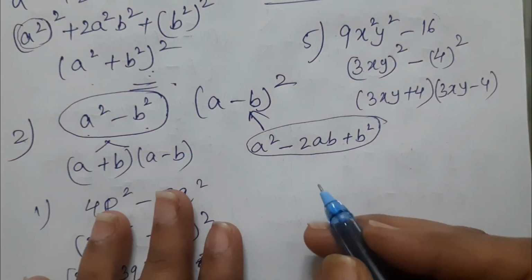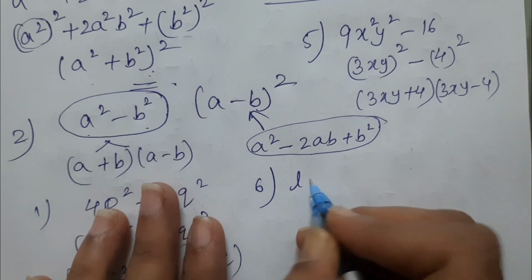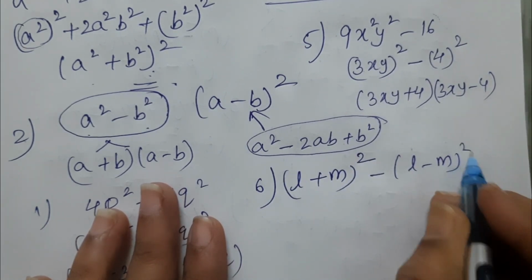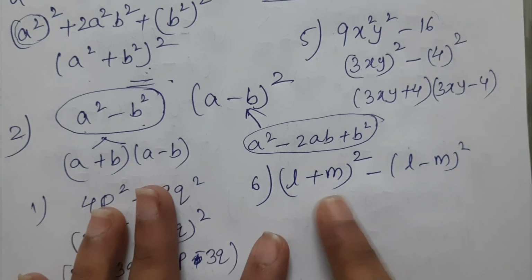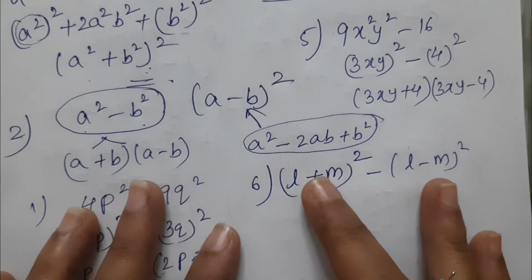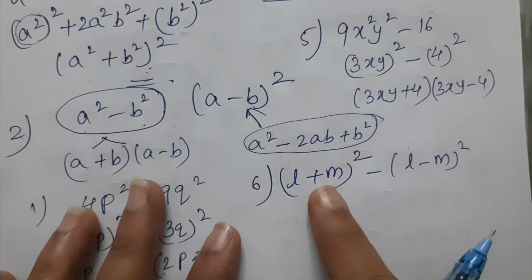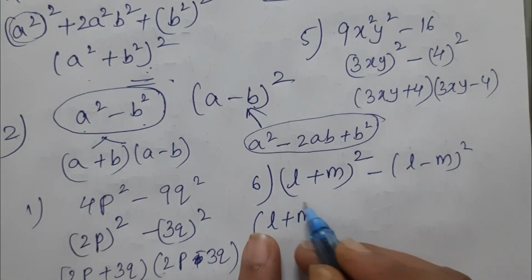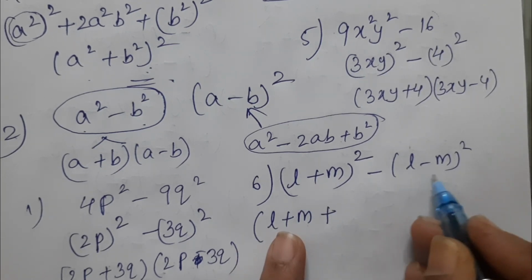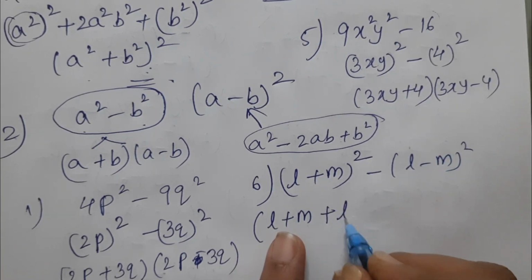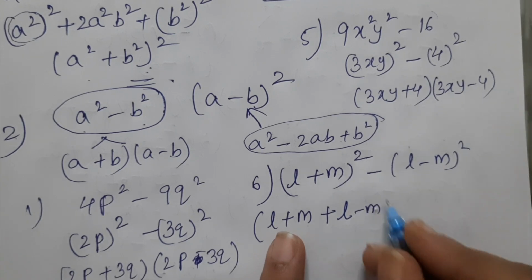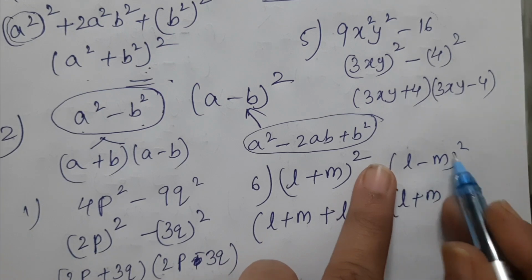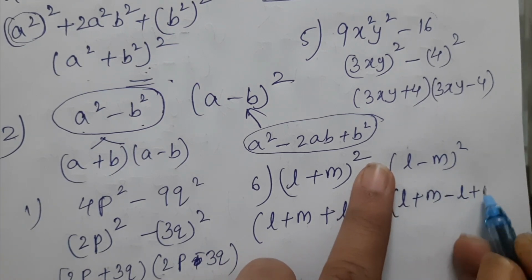Now the next question, the sixth one. Here it is given (L plus M) whole square minus (L minus M) whole square. Already they have given two terms in square form. So what are we going to write? Once we need to write both in plus form and both in minus. So I am writing once in plus, that is L plus M. When we write plus, the term is written as it is without any change in sign, that is plus (L minus M). And next we will write them in minus, that is we are changing the sign, minus (L minus minus plus M).